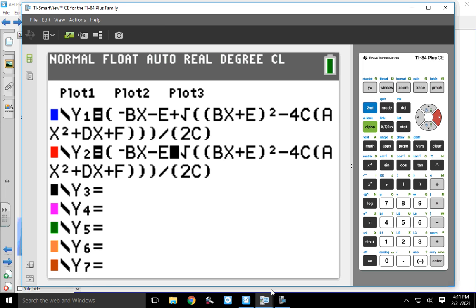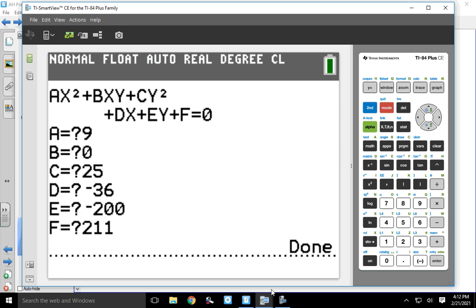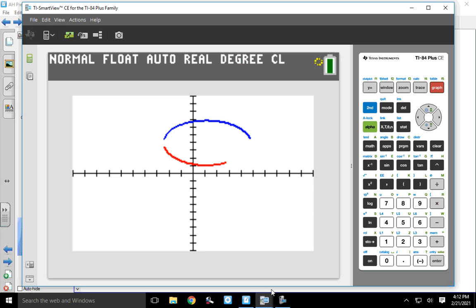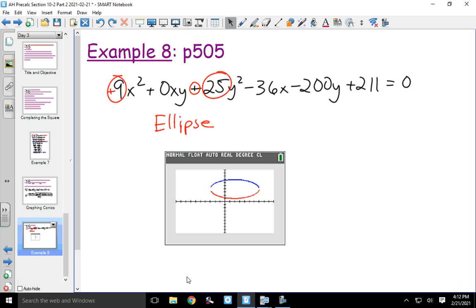The nice thing about this is if you wanted to change one of the numbers, you could just store that on your home screen and regraph this. If you said, oops, A was supposed to be 16, not 9, you could simply say 16 stored at alpha A, and you're all ready to graph again. It's going to graph that for you with that new value of A plugged in. So that is the program there. That right there is the end of the third part of section 10-2 for us.